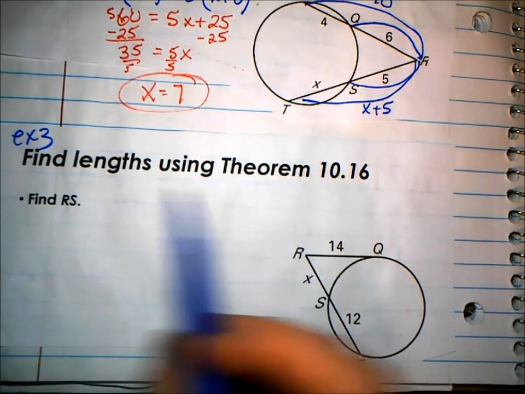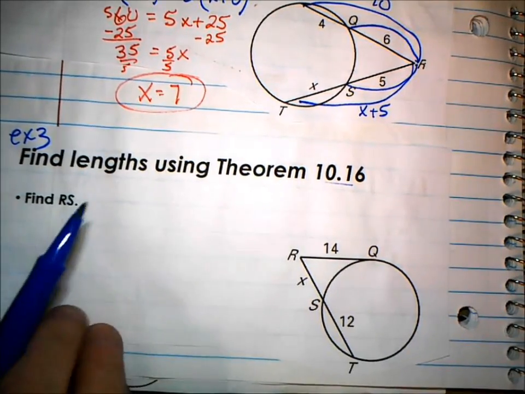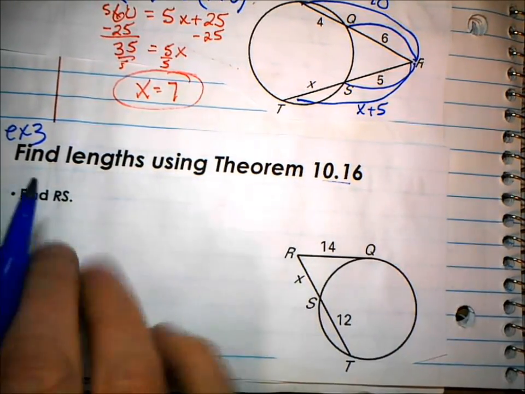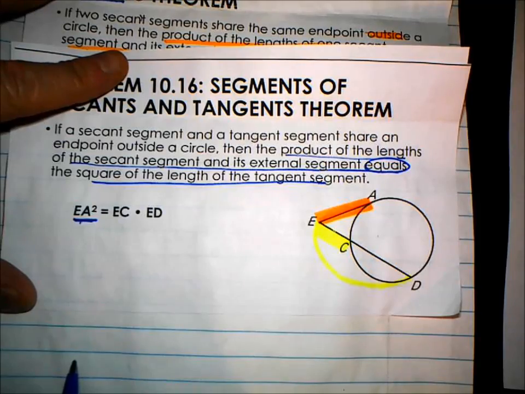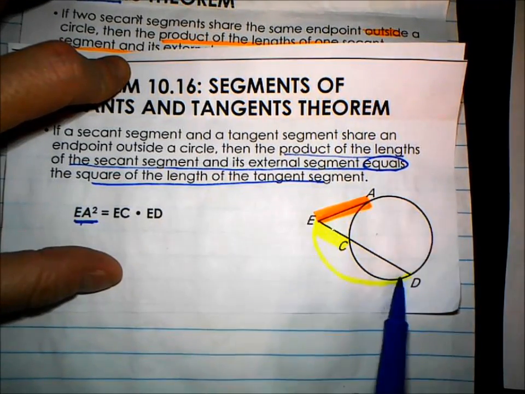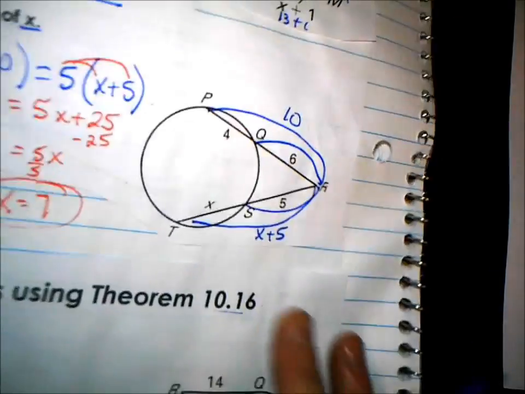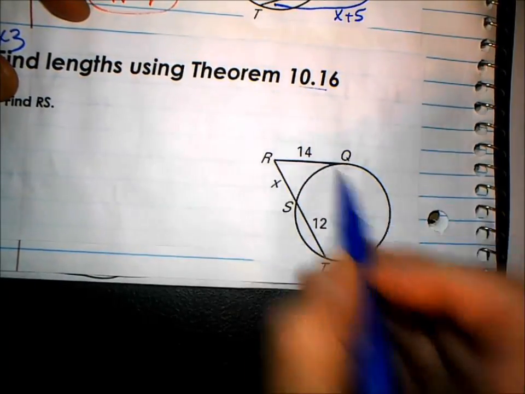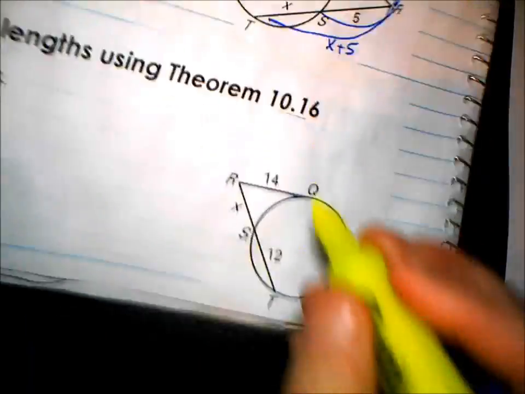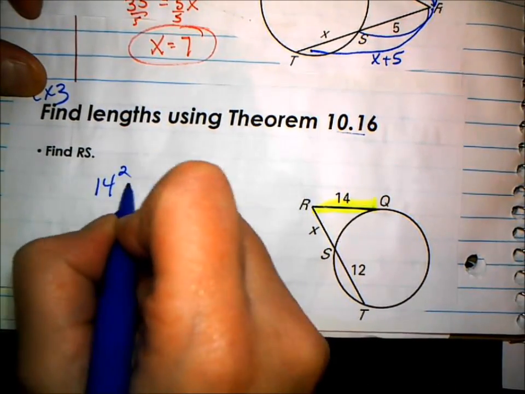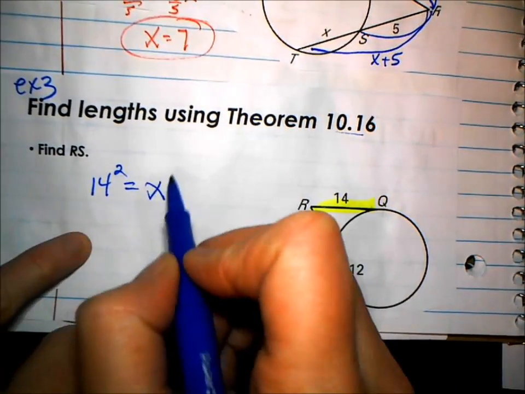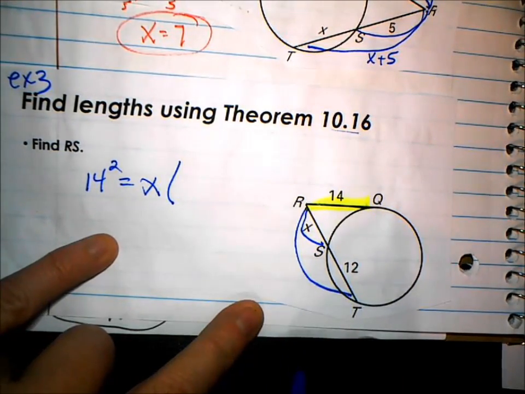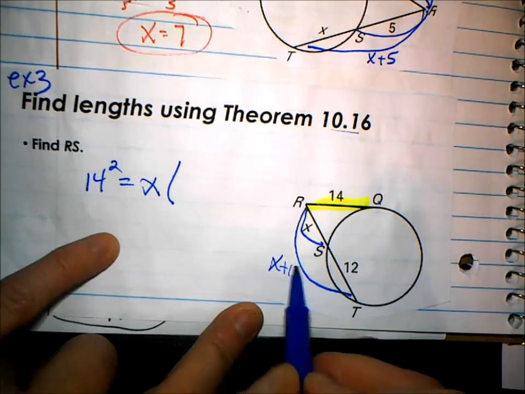On example 3, it says find the lengths, using this theorem, 10.16. This is a tangent and a secant. With the tangent and the secant, it told me I'm going to square the tangent and then multiply the external times the entire segment. The tangent is my 14 right here. So I'm going to square my 14, and it's going to equal, and on this one the external is x, and I have to multiply it times the entire secant, that is x plus 12.